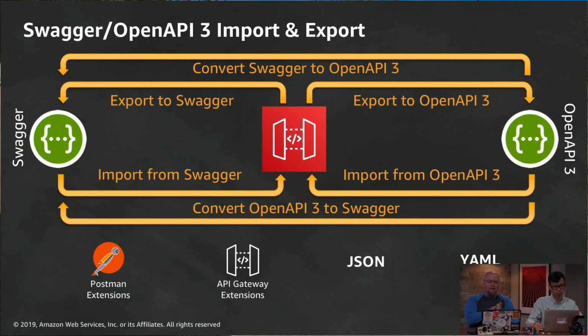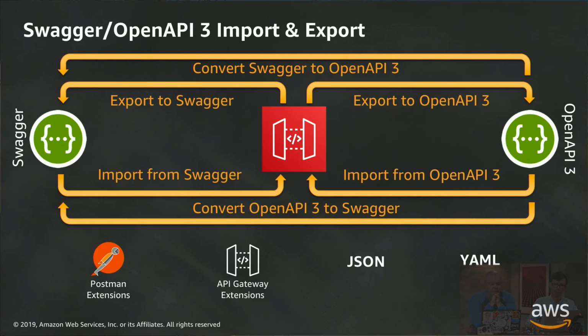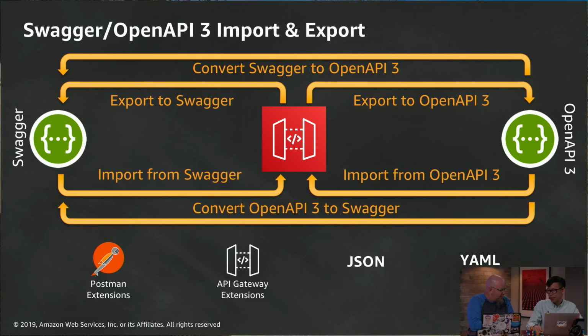Okay, so the next thing, and this is the last feature we're going to talk about here, is the export and import through Swagger and OpenAPI 3. Now, you've got to clear this up for me: Swagger and OpenAPI, are they the same thing? They're typically the same thing now, right?